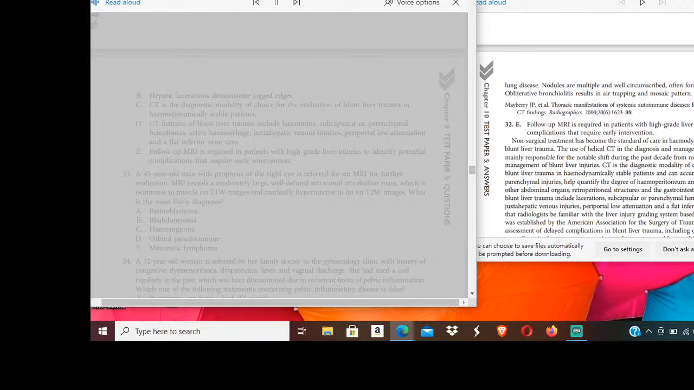B. Hepatic lacerations demonstrate jagged edges. C. CT is the diagnostic modality of choice for the evaluation of blunt liver trauma in hemodynamically stable patients. D. CT features of blunt liver trauma include lacerations, subcapsular or parenchymal hematomas, active hemorrhage, juxtahepatic venous injuries, periportal low attenuation, and a flat inferior vena cava. E. Follow-up MRI is required in patients with high-grade liver injuries to identify potential complications that require early intervention.